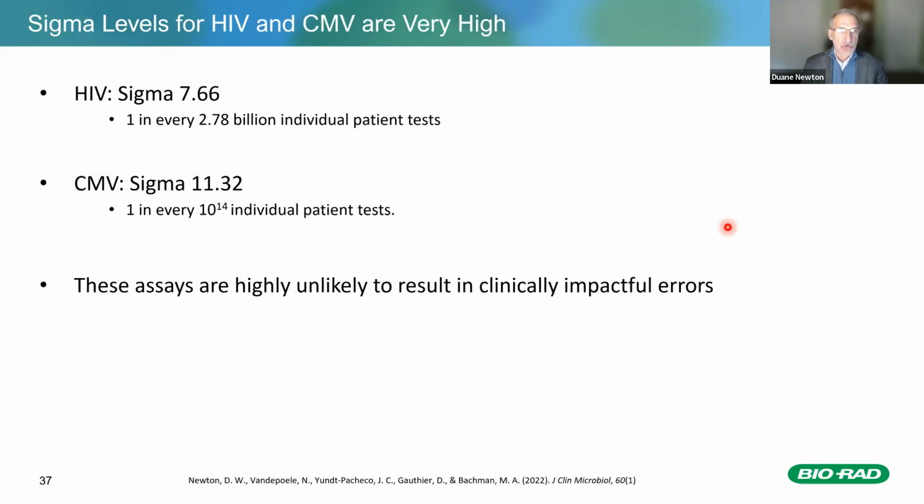So for the other 2, the IVD assays, the sigma values, again, were extremely high. So that sigma value of 7.66 for HIV is 1 false result in every 2.78 billion tests. And for CMV, that's 1 in every 10 to the 14th individual patient tests. So these assays perform very, very well and were highly unlikely to result in any clinically impactful errors.